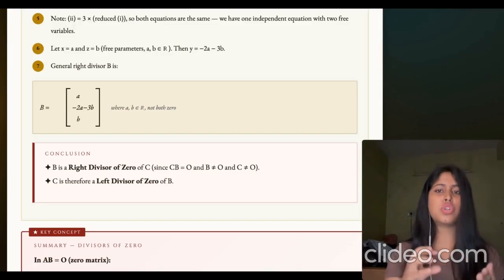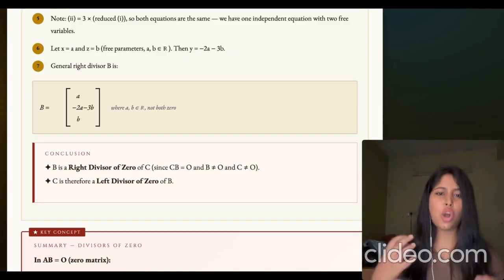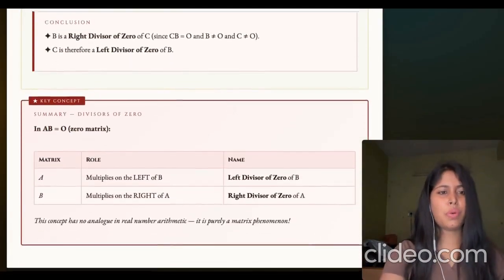B is the right divisor of 0 of C, since CB is equals to 0 with both B and C non-zero. Okay. Now you can verify this on your own at home, and that is basically everything on left divisor and right divisor of 0. And now let me show what is there.